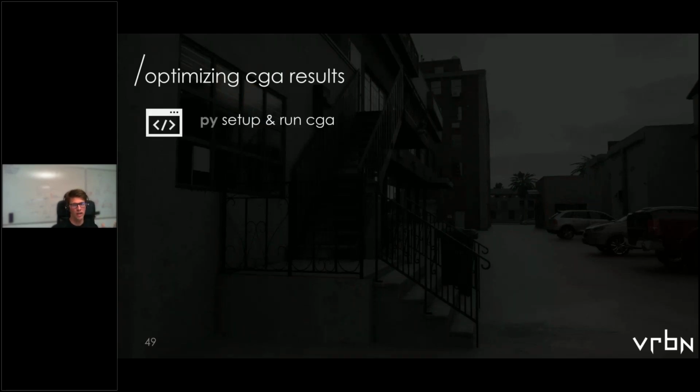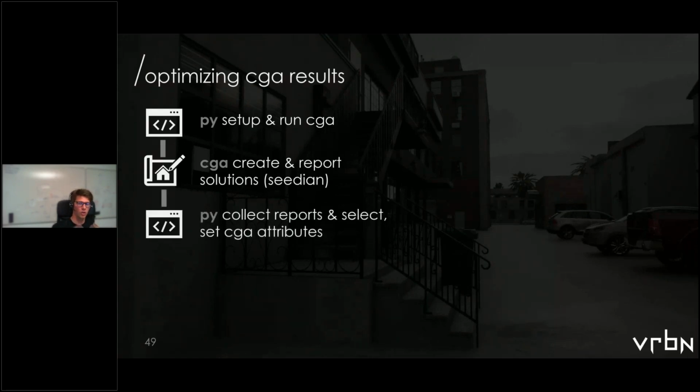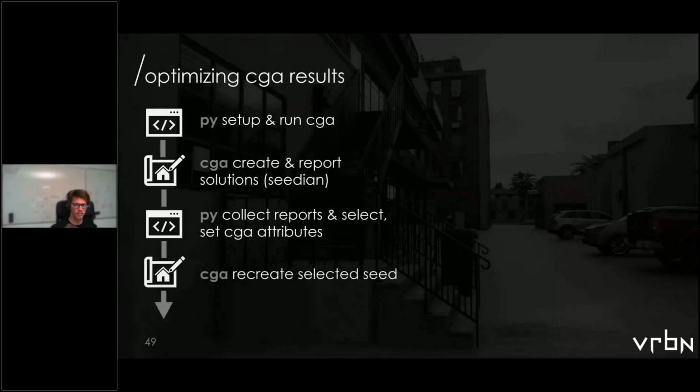So there's a Python setup, a script that runs the CGI code on all of these lots. And the CGI code then creates and reports solutions. So only if it's a solution where really a building could be built, it reports the CDN of that solution. The Python file then collects these reports and selects a winner and sets the CGI attributes on these shapes. And the CGI then recreates the selected seed.